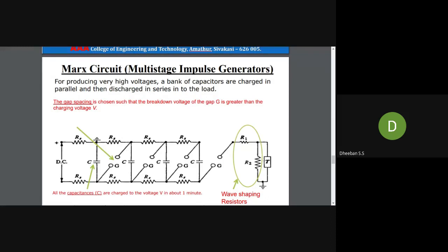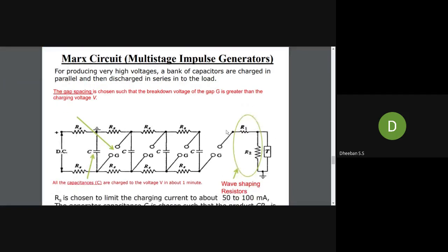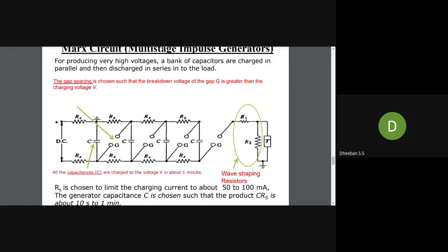Here, the input supply is given to a capacitor, and it is charged and discharged through multiple stages using a Marx circuit. Through the spark gap, it is charged and discharged through multiple stages. Here the condition is also the same as I said previously.